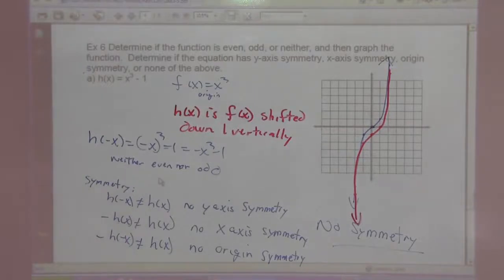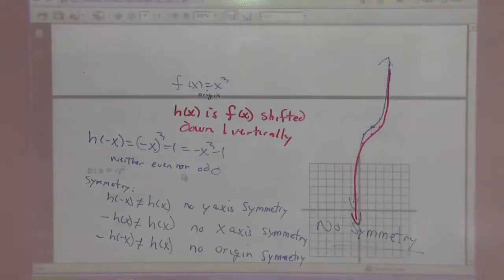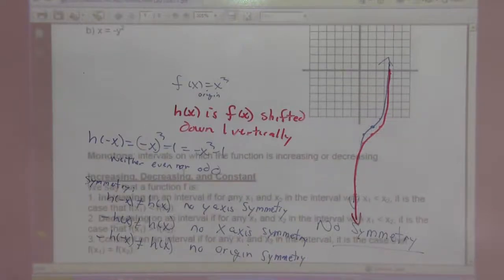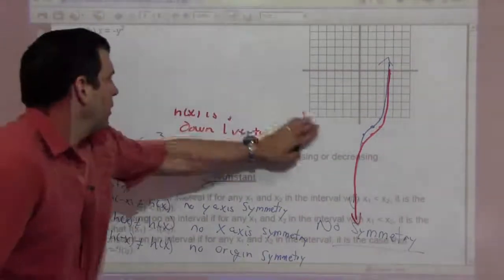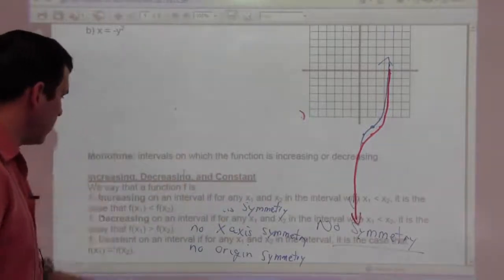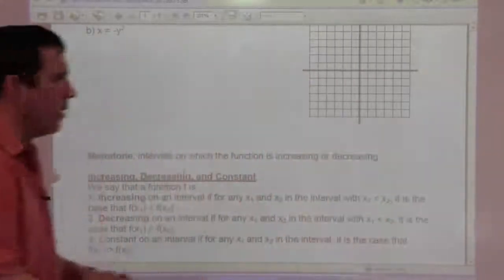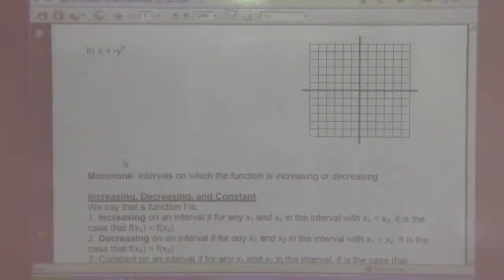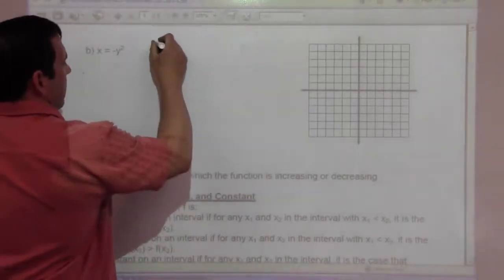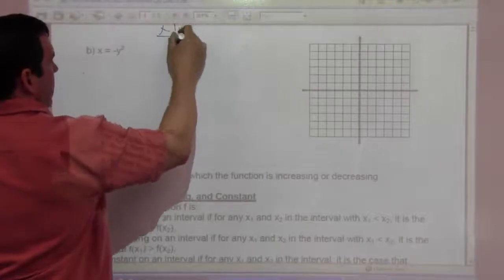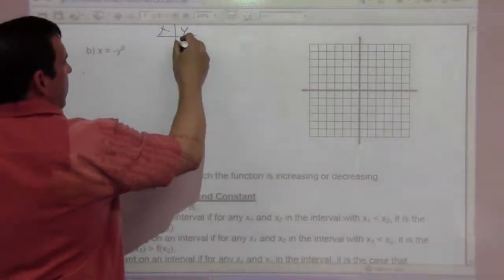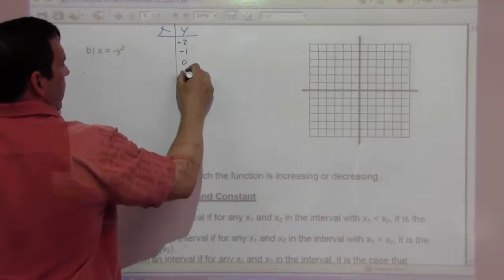Let's go on to our last page here. We have another example like this to do. Feel free to pause. x equals the negative of y squared. So if we're to graph this, let's go ahead and graph this. Now y is the independent variable in this case. So we'll go with negative 2, negative 1, 0, 1, and 2.